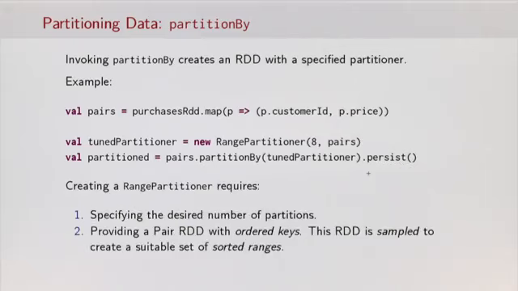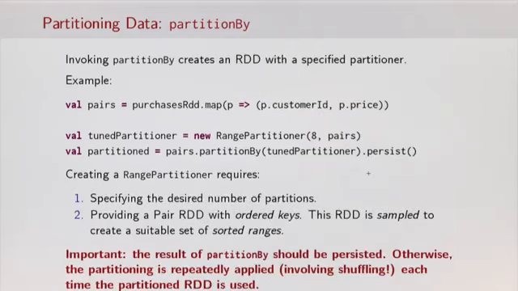So just to repeat, to create a range partitioner, you must simply specify the desired number of partitions, and then you must provide a pair RDD with keys that are ordered so that Spark is able to sample the RDD and create a suitable set of ranges for it to use for partitioning based on the actual dataset. And again, I can't remind you enough, the results of partitionBy should always be persisted. Otherwise, partitioning is repeatedly applied, which involves shuffling each time the RDD is used, and of course you don't want this to happen.